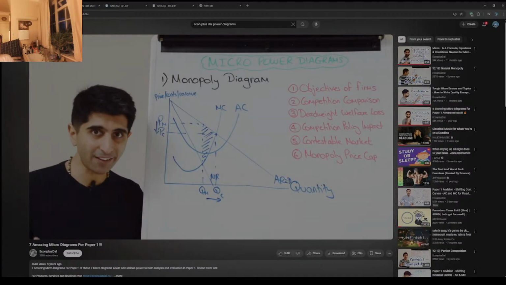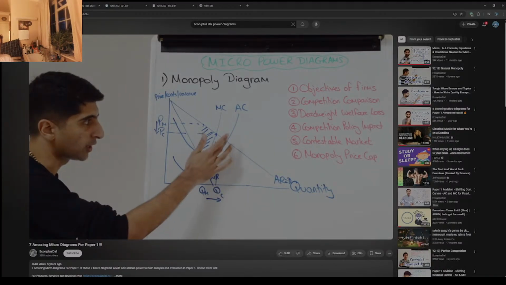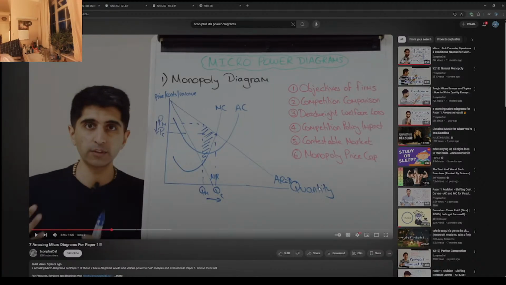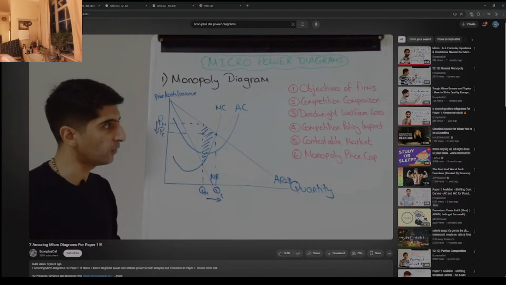We know in a contestable market, this monopolist would move to producing where AC equals AR. You can show the lower prices and higher quantities. So that's a contestable market. As a result, there are gains in consumer surplus too.